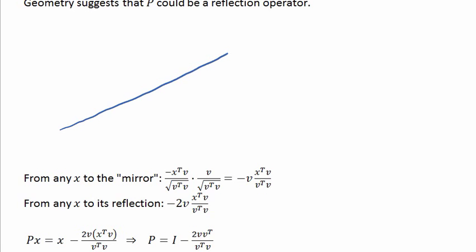So here is our mirror. And then here is the vector x. Let's say the origin is here. The image point, well, we can find it by dropping down the perpendicular and reflecting through equally onto the other side. So that would be the vector Px. That's where we want to end up.